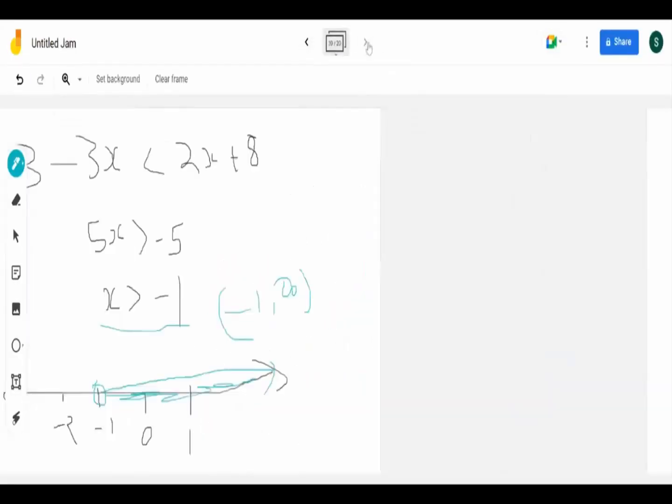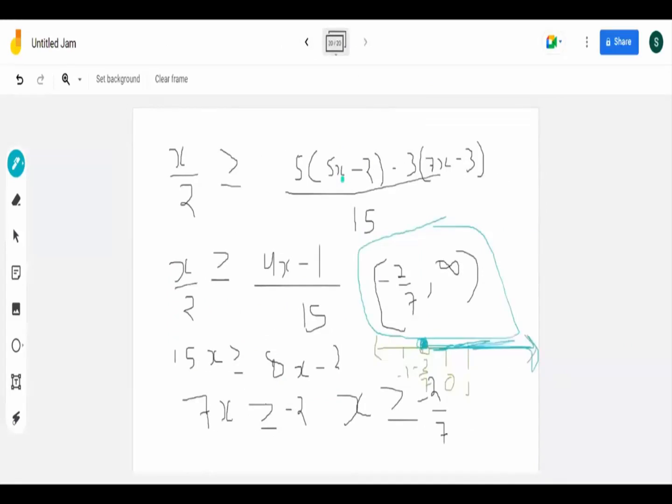Okay, sorry, I forgot to share the screen. You can see what we did is just took the LCM. Let me repeat it again. Just took the LCM here, solve it to get this numerator 4x minus 1.